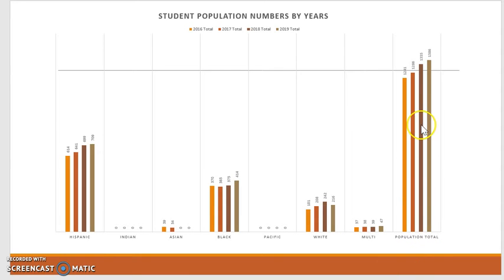And the overall population has gone up to 1,386 over the past 4 years, up from 1,211. So, important numbers to keep in mind as we're going over test results.